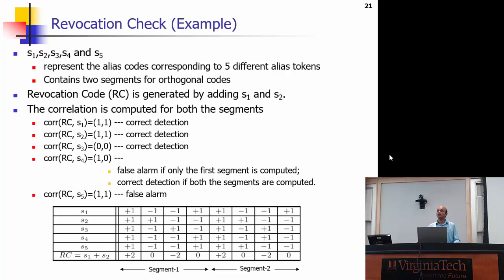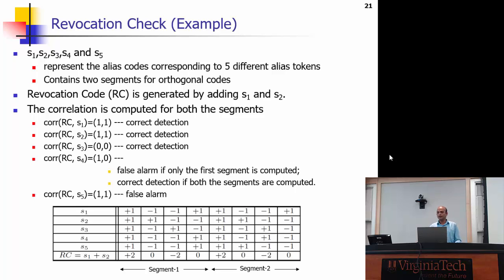So if you correlate only the first segment, it will be 1, and if you make a decision based on that, it will be a false alarm. Although S4 was not revoked, you will conclude that it is revoked. But if you go on and also use the second segment to calculate the correlation, you will again get a 0, and you will claim that even if there is one 0 in this whole sequence of correlation, this is not a revoked identity, so you will be making a correct detection.